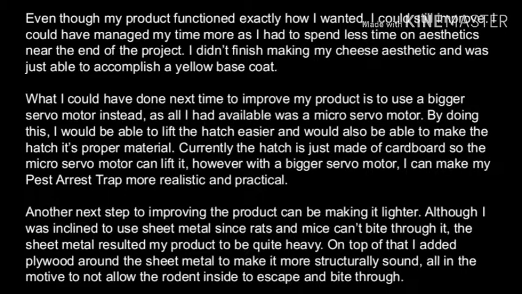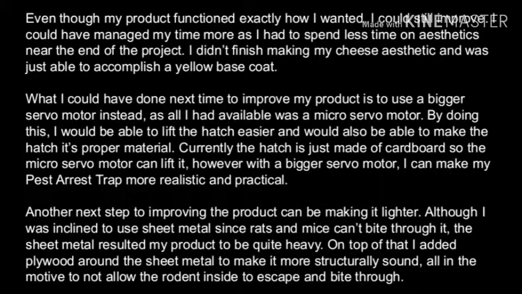Even though my product functioned exactly how I wanted, I could still improve. I could have managed my time more, as I had to spend less time on aesthetics near the end of the project. I didn't finish making my cheese aesthetic, and I was just able to accomplish a yellow base coat. What I could have done next time to improve my product is to use a bigger servo motor instead, as all I had available was a micro servo motor. By doing this, I would be able to lift the hatch easier and would also be able to make the hatch its proper material. Currently, the hatch is just made of cardboard so the micro servo motor can lift it. However, with a bigger servo motor, I can make my pest arrest trap more realistic and practical.